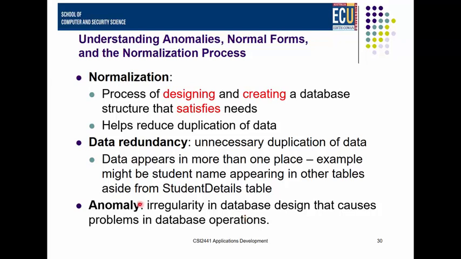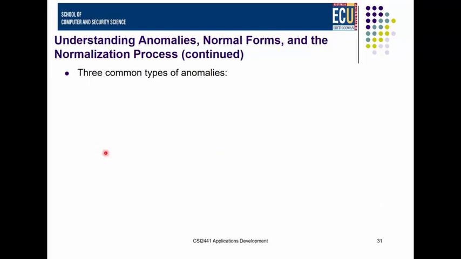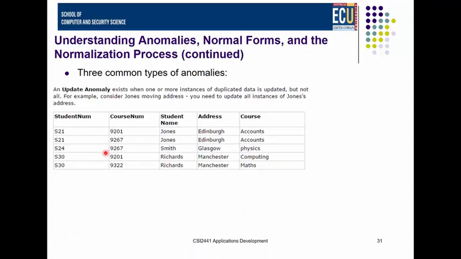So in order to address and avoid anomalies, we do the normalization process, which is a step-by-step process, like identifying entities, assigning individual tables to those entities. This step-by-step process eventually helps us to reduce redundancy as well. Okay. So there are three types of anomalies which we will look at.